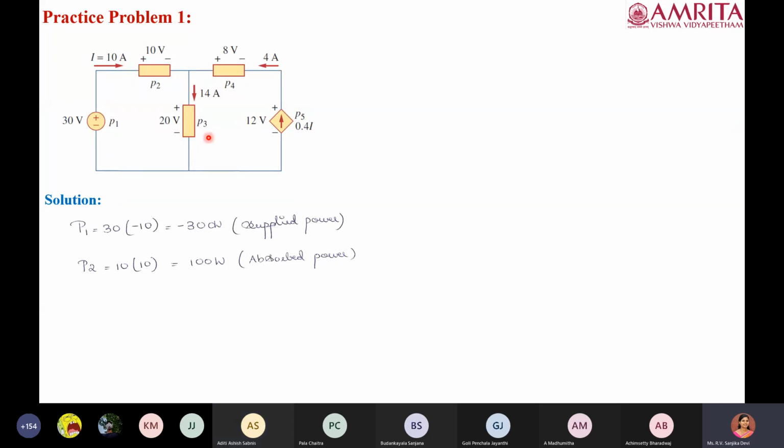Is it absorbing power? Absorbed power. Okay, good. For P3, you can see that the current is entering into the positive terminal, so it is absorbing power, and the value of power is 280 watt. Okay, and P4.